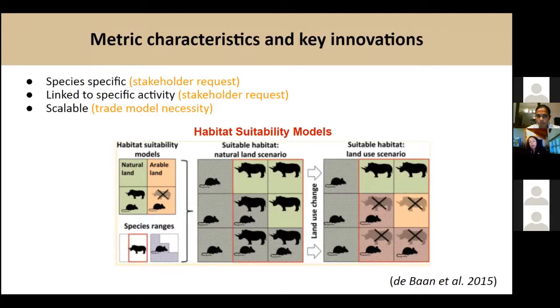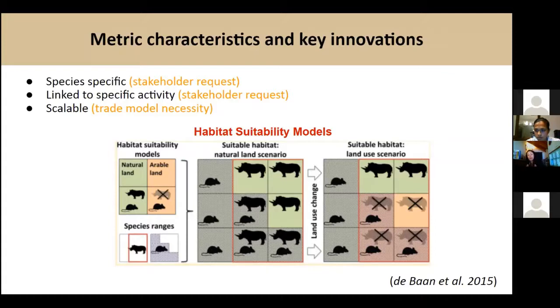So as this diagram shows, if we start at the left, we can see that the rhino and the little rats are both present in natural habitat, while the rat is only present in arable land. And then when the natural land is converted, at the far right, we see that the rhino is no longer present in certain areas.